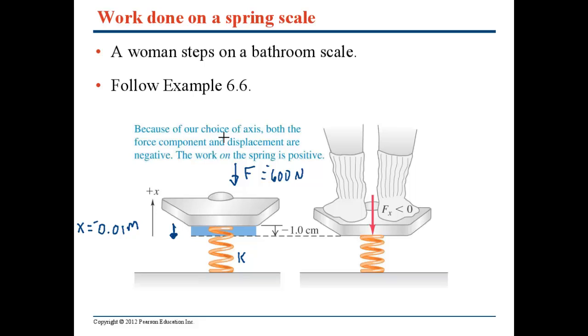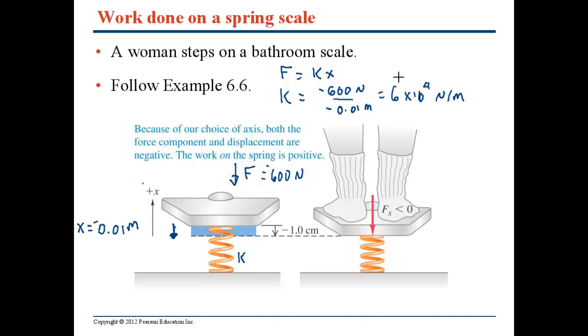That is also in the negative direction. If we define upwards to be positive here, Hooke's law says force is equal to k multiplied by the displacement. We can solve for what the spring constant should be. It's going to be negative 600 newtons divided by negative 0.01 meters, and we would say that our spring constant is 6 times 10 to the 4th newtons per meter.